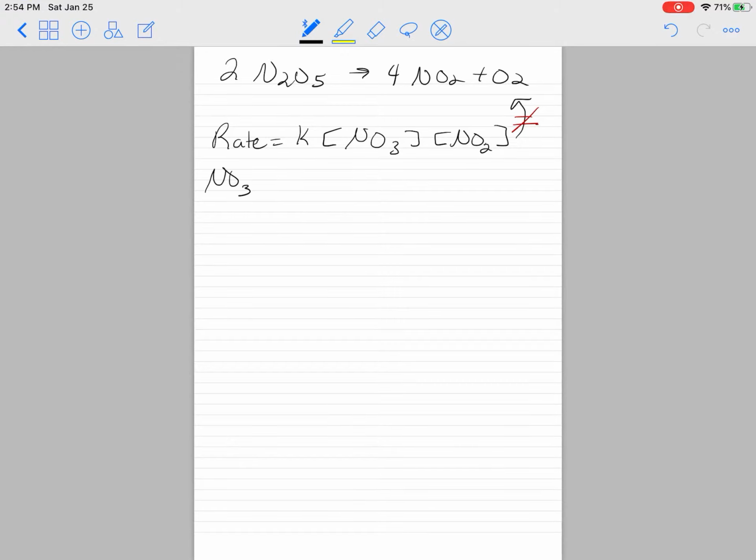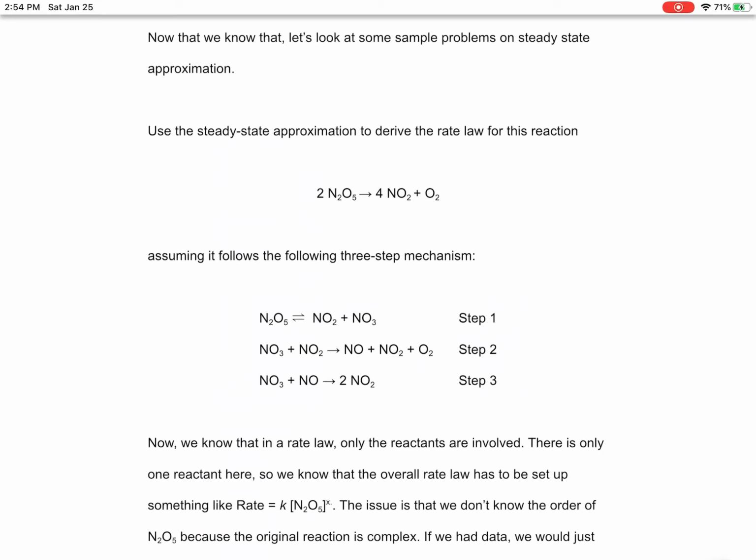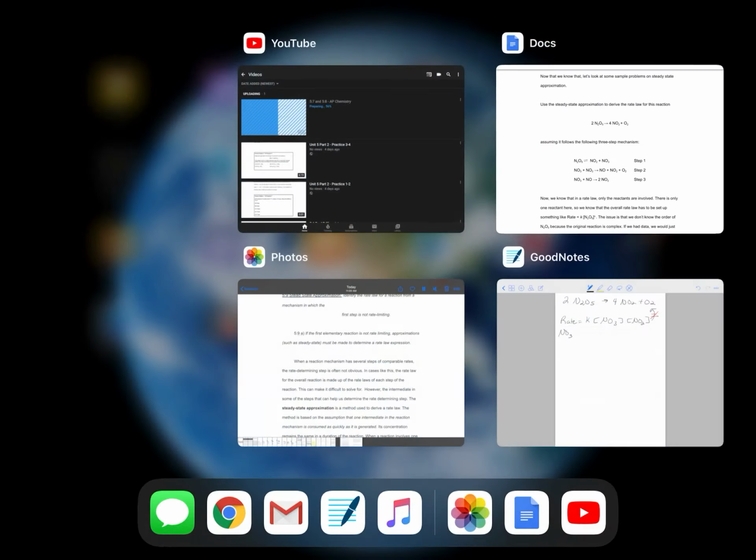Now I already told you that NO3 is an intermediate, and NO3 is an intermediate because it's produced in step 1 by this reaction, but then it is consumed in steps 1, 2, and 3. So it's produced by the forward reaction in step 1, but it's consumed by the reverse reaction in step 1, and then it is a reactant in steps 2 and 3. So because it is produced by the reaction and used up by the reaction, it's an intermediate.